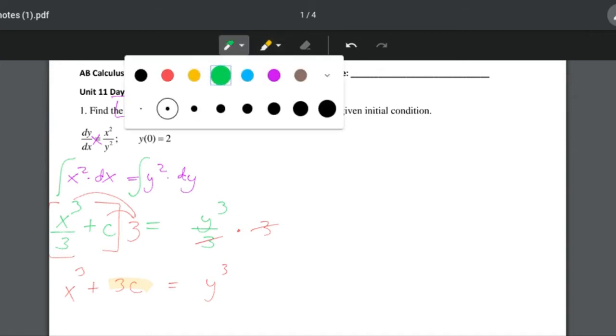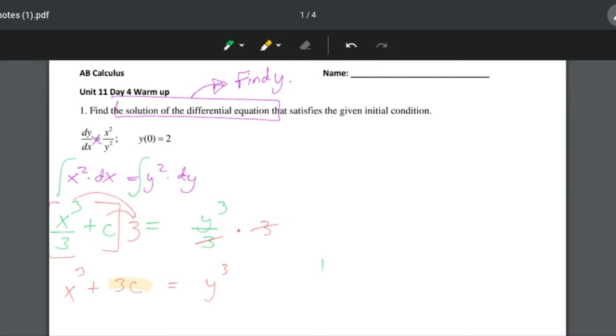And you have to keep track of what you rename it. So you have to go off to the side and write a little note. I usually start at the beginning of the alphabet. We're going to start with A. We're going to let A equal 3c. So that means we have x to the third plus, instead of 3c, we're just going to substitute an a in, and it's equal to y to the third. Then we can keep going.